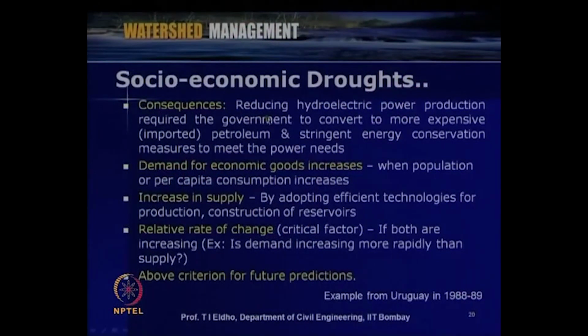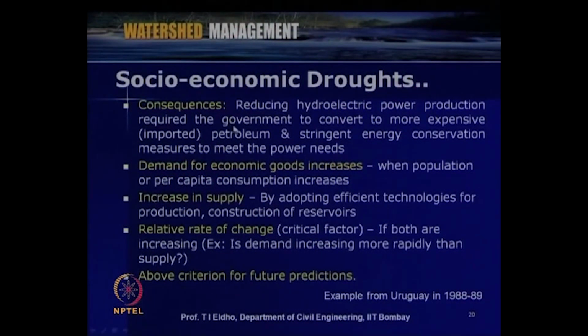So we have to assess, with respect to the drought situation, how the economic impacts will be there, then what the social impacts are, and then analyze the corresponding consequences, and then we have to see the remediation or mitigation measures.